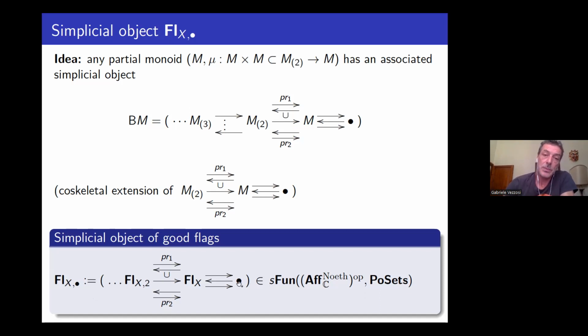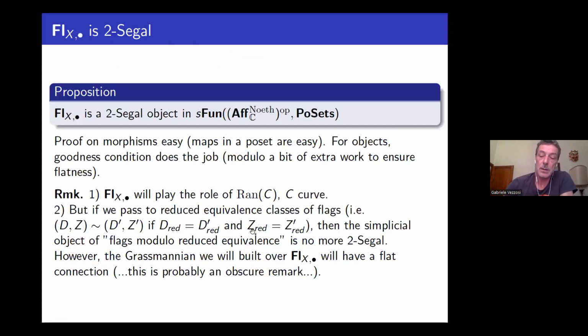Okay, this is a simplicial object, and what we prove is that this simplicial object is actually a 2-Segal object in the category where it lives. And 2-Segal object, I'm pretty sure that it was already mentioned in this conference. But anyway, you can see a 2-Segal object as an algebra object in correspondences. Okay, this point of view will be useful later.